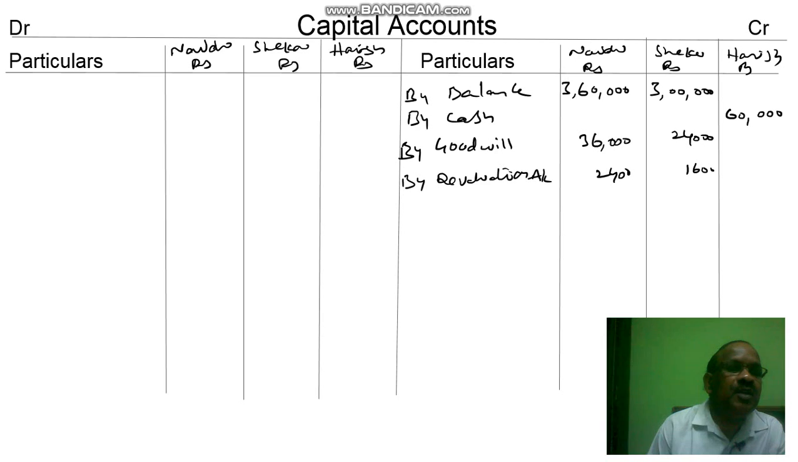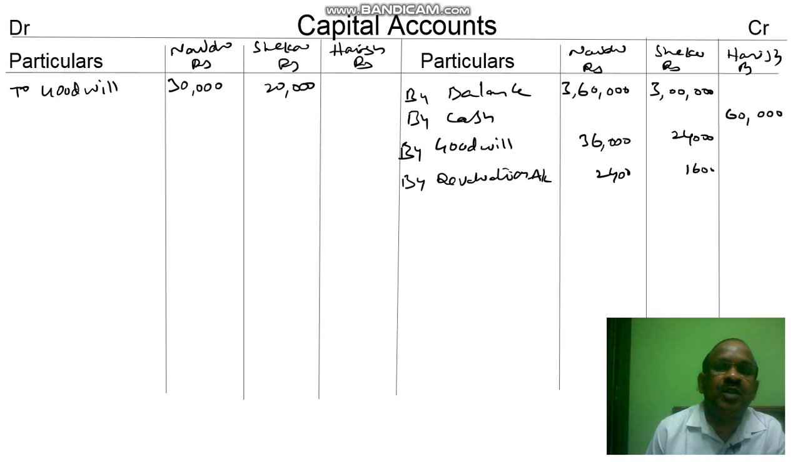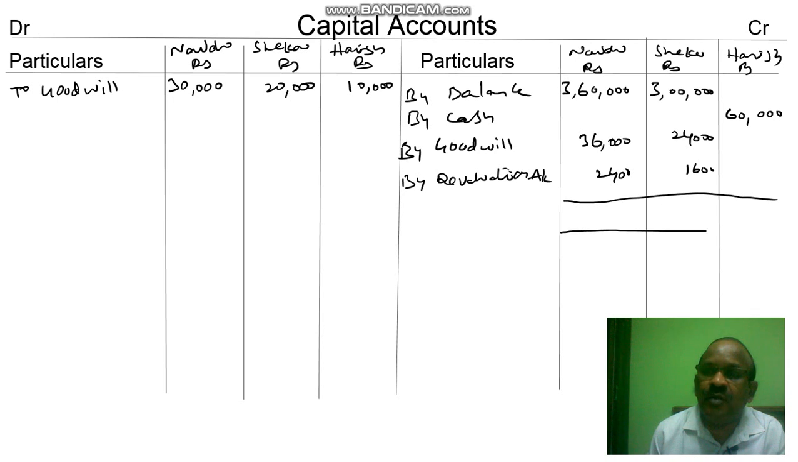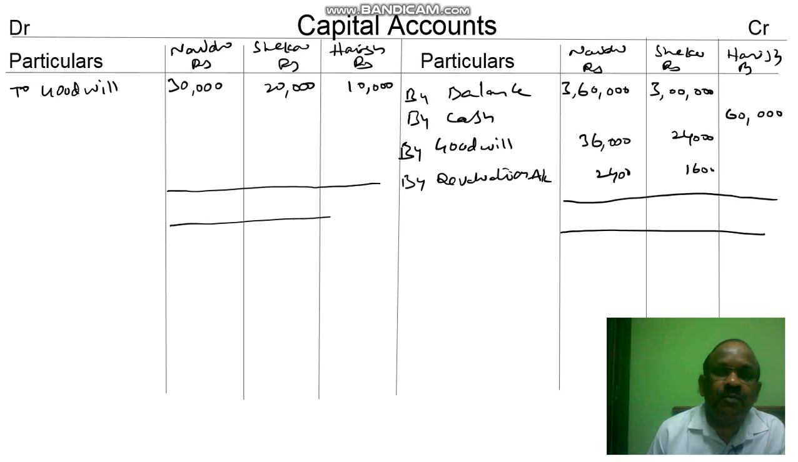So here one more entry will come. We are creating the goodwill with the old partners and written off with all the partners. Naidu is 30,000, Shaker is 20,000, Harish is 10,000. So even here Harish is not taking any amount as goodwill, but the old partners are taking some amount from the old partners because of creating goodwill and writing off with the old partners.